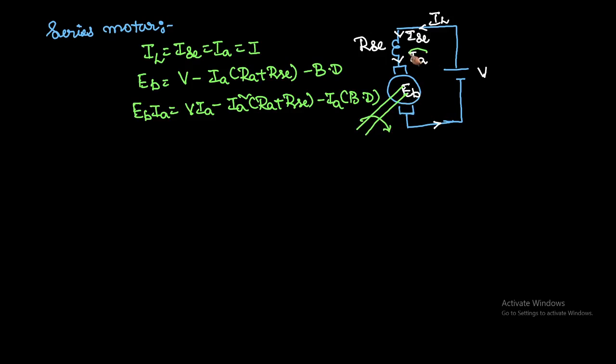And the input given is V into IA, and the losses are the armature copper losses as well as the series field losses, because we cannot neglect the series field losses in the case of a series motor. Since it is having low resistance, it draws a large amount of current, so we cannot neglect the series field losses. Then there is IA into brush drop, which is the brush loss. These are the different types of DC motors.